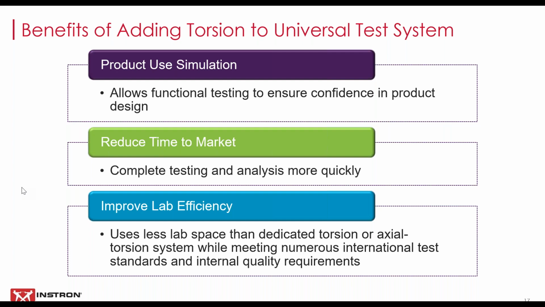And finally, improving lab efficiency. Lab space is at a premium. Adding a dedicated standalone torsion or axial torsion system can take up a substantial amount of space. When you add the torsion add-on to an axial system, it doesn't change the system's footprint, so that capability can be added with no impact on lab space.